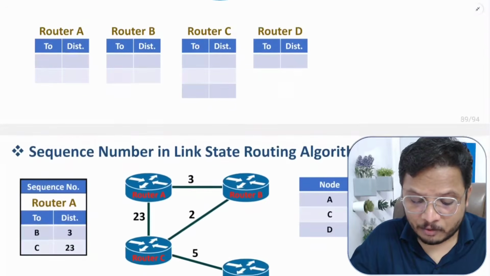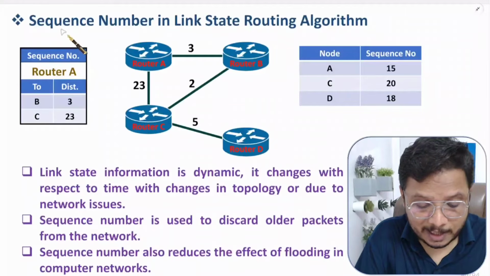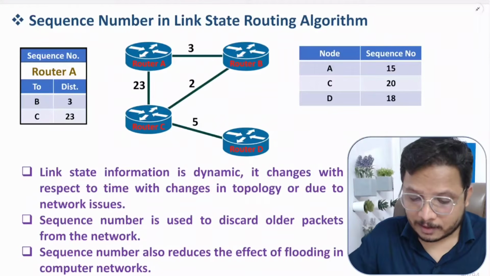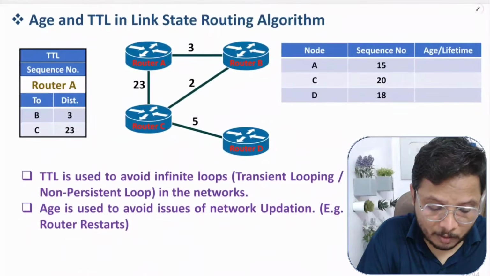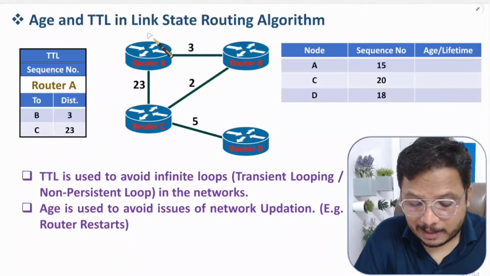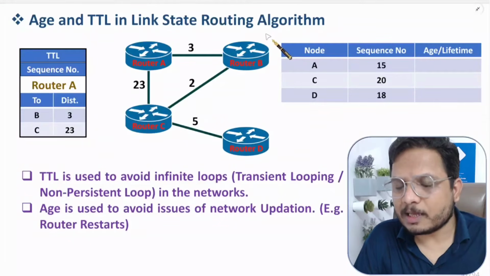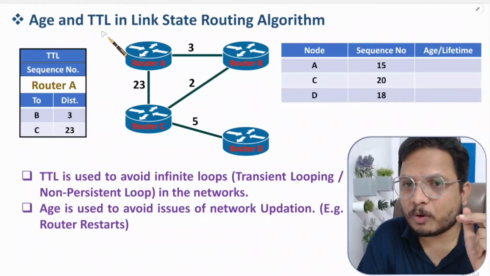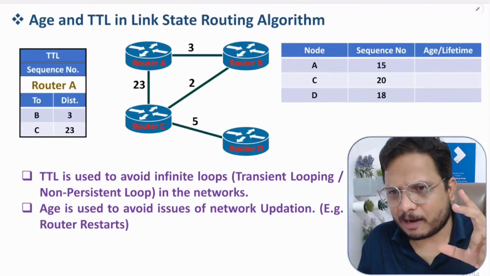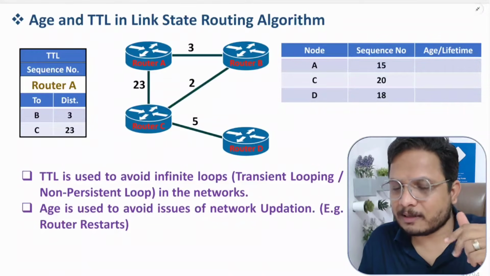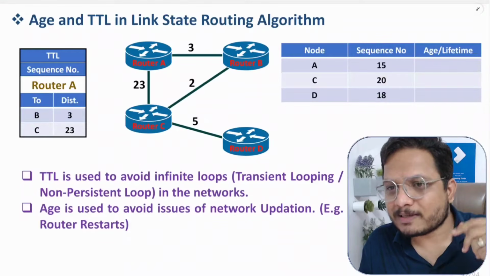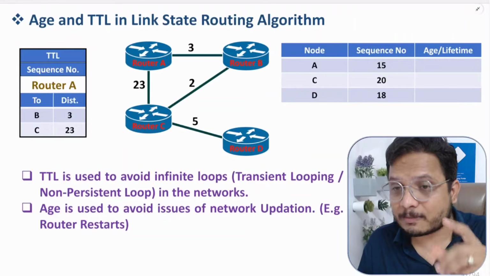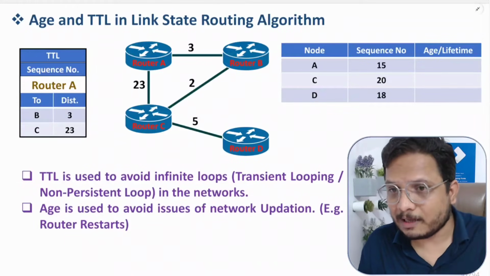After that, I'll explain a few essential key parameters, like what the sequence number in the link state routing algorithm is and what the need for it is. After that, I'll explain what age and TTL are in the link state routing algorithm. The reason is that in some books I have seen age and TTL considered the same parameter. Like in Tanenbaum, I have seen Professor Tanenbaum consider both as similar parameters, but they have differences. So I'll explain those differences with practical examples.